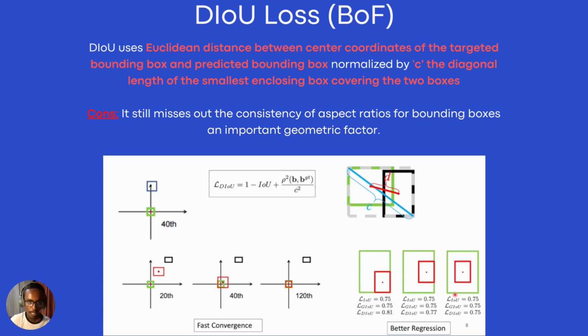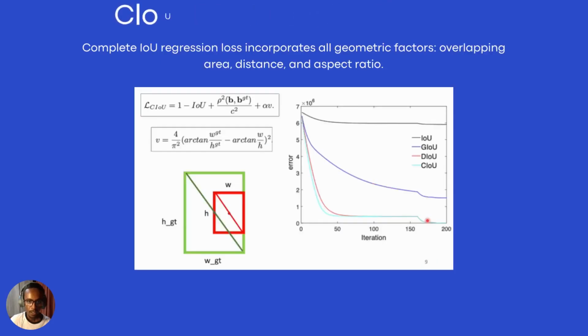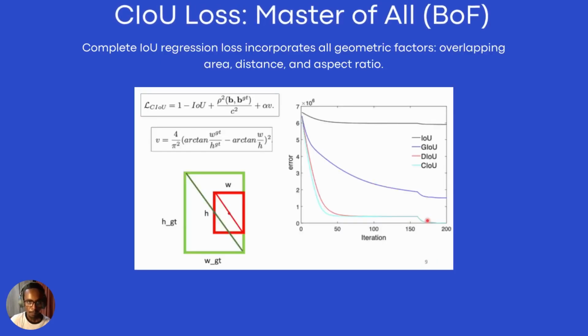But we didn't account for the aspect ratio, which is an important geometric factor. So in order to address that problem, the final type of IOU loss, CIOU loss, was introduced. CIOU stands for Complete IOU Regression, and it incorporates all of the geometric factors. First, we talked about the overlapping area in GIOU. It also accounts for the distance in DIOU between the two centers. The one that wasn't covered was the aspect ratio.